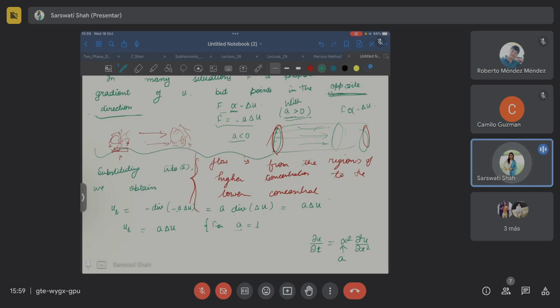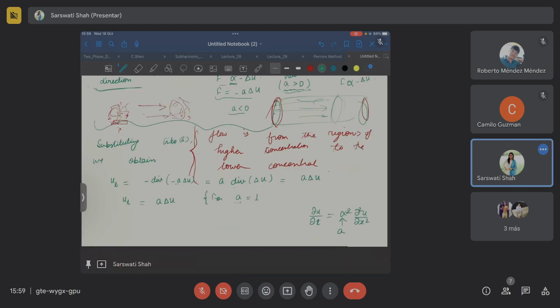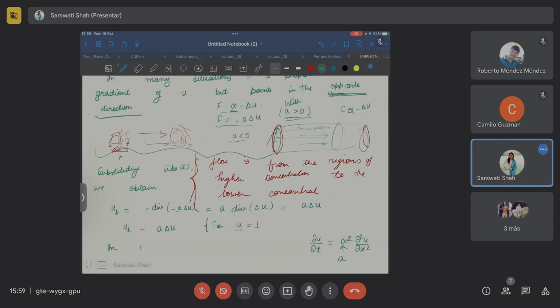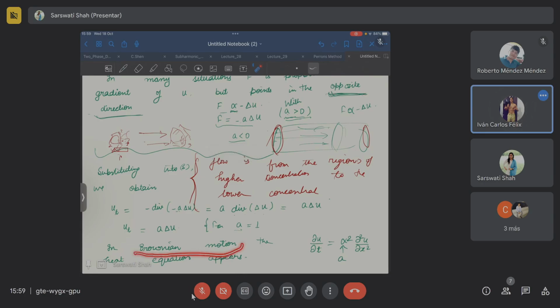In Brownian motion, the heat equation appears. Basically, in Brownian motion, again, I am going to explain the Brownian motion. Do you guys have an idea about the Brownian motion? Anyone? Have you heard about the term Brownian motion? Yes, of course. Einstein studied that.